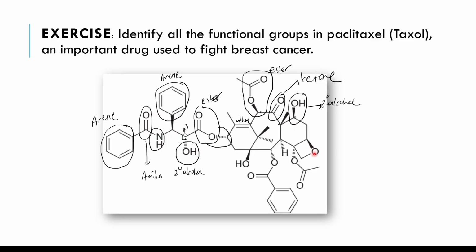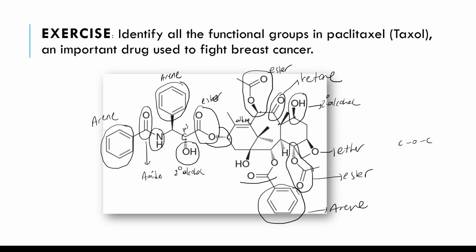Here we have an oxygen, and the oxygen is connected to carbons from two sides, and we know that this is an ether functional group. It's like carbon, oxygen, carbon, and the oxygen is sp3 hybridized. Okay. Next to that, we have another carbonyl functional group with an oxygen, and this is again an ester functional group. Here we have again an arene functional group, and next to that we have a carbonyl with oxygen with a carbon connected. So this is again an ester functional group.